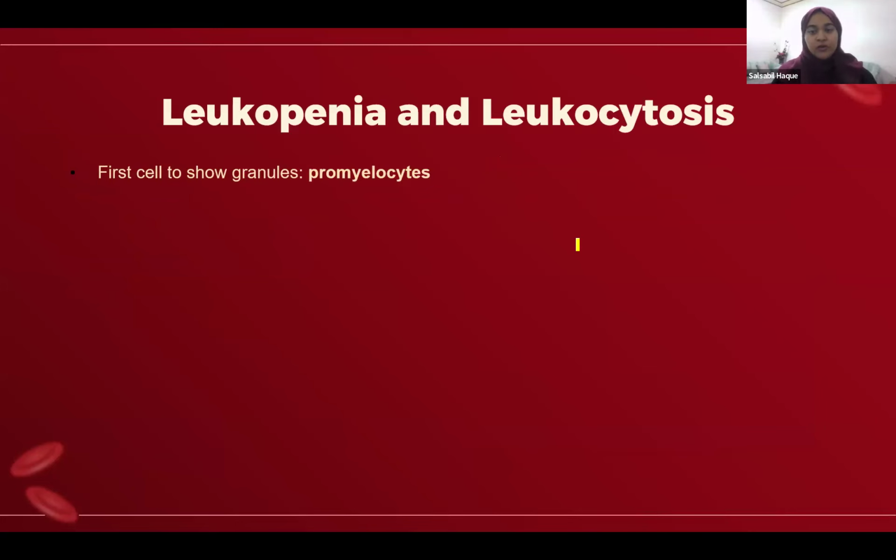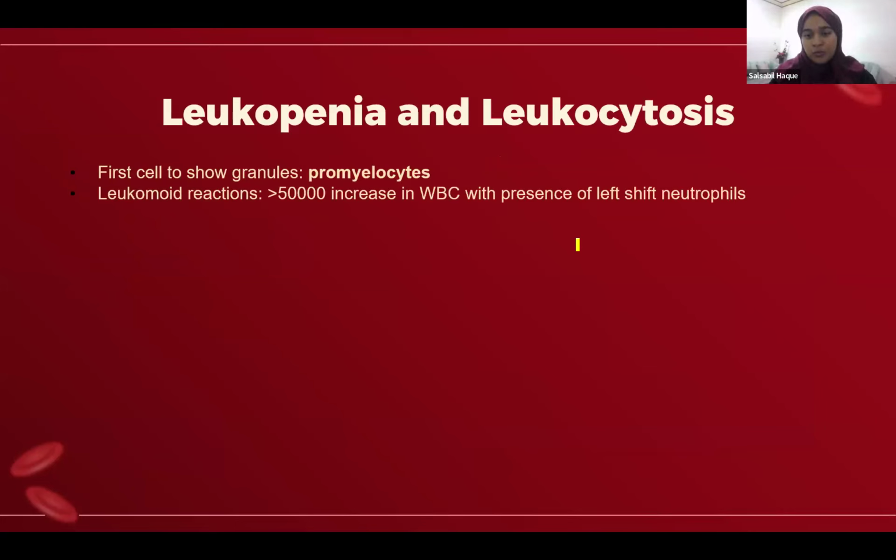After that, another important concept is leukemoid reactions. A leukemoid reaction is when you have more than 50,000 increase in WBC and presence of left shift neutrophils. This is common in Down syndrome, and the differential diagnosis for leukemoid reactions is leukemia because of the high WBC. But this WBC increase is more than 50,000, which is not typical of leukemia.